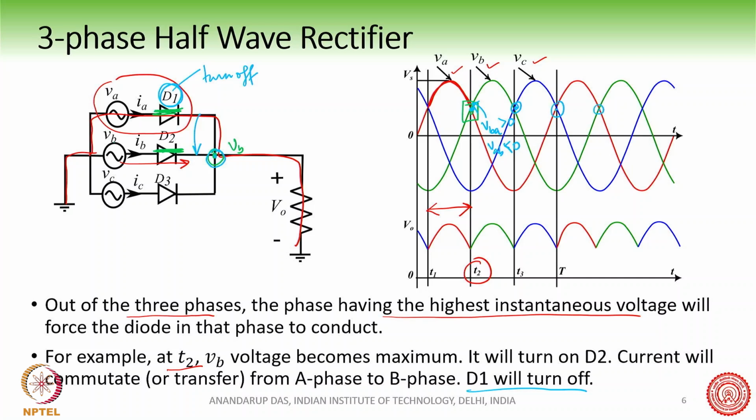Now what is the output voltage waveform? The output voltage waveform, as has been shown here, is basically nothing but the envelope. This is the A phase, this is the B phase, this is the C phase, and again A phase, B phase, and C phase. The outer envelope of this will be seen at the output voltage which is present across the load.